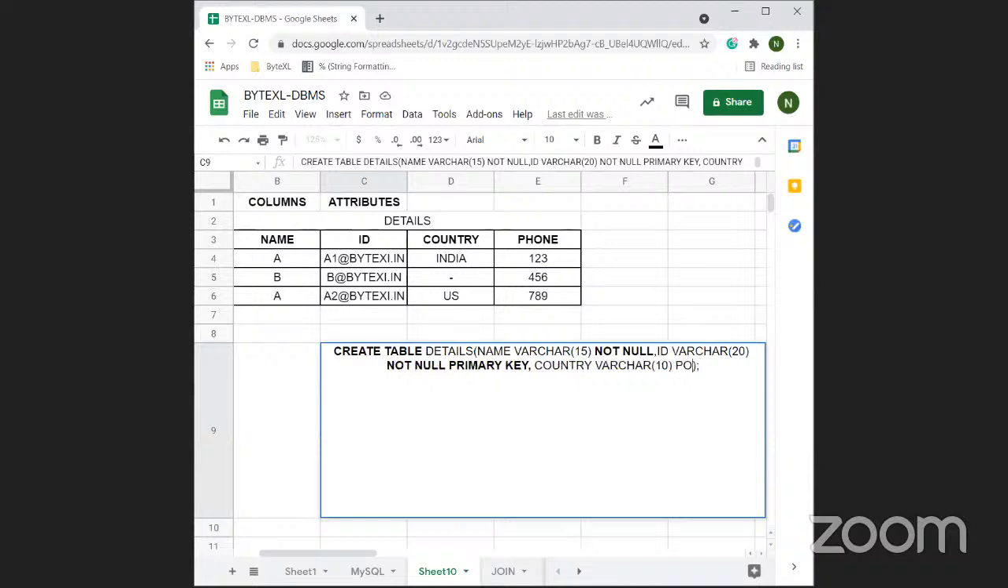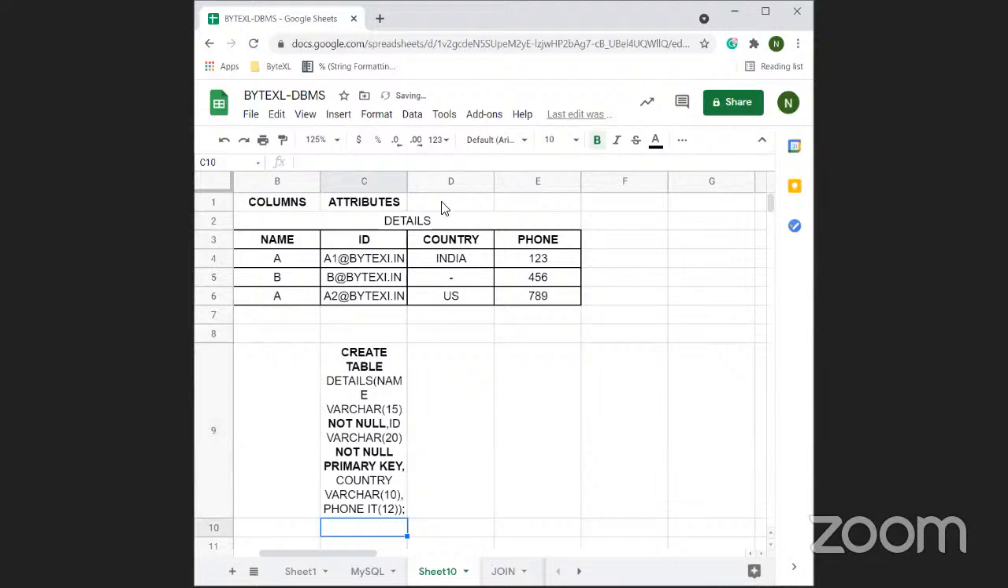Then finally we have phone, another column name. Of course, observe we have to keep a comma. Phone number, and it is int data type. By default, a phone number cannot exceed 12 digits anyway. This is the syntax for creating a table in MySQL, Oracle, SQL, almost all similar database management system languages.